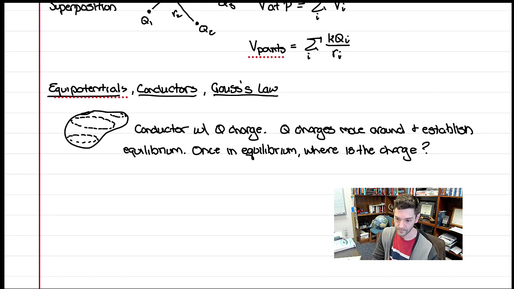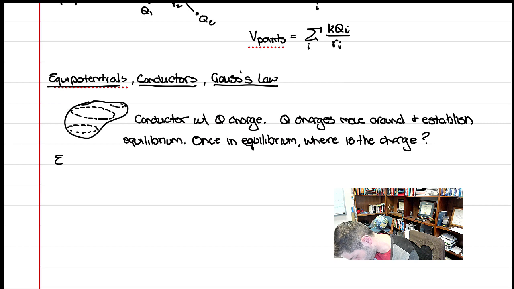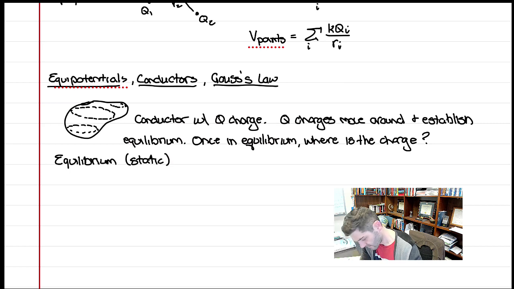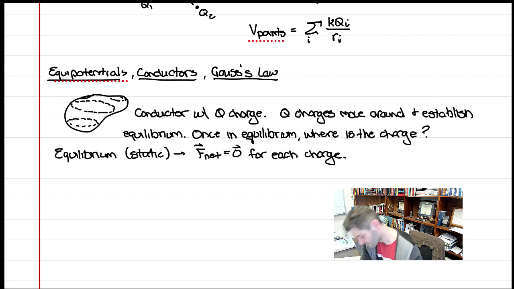So again, let's remind ourselves, equilibrium, particularly static, implies that F net is 0 for each of the charges. Else, if it wasn't, the charge would be compelled to move.